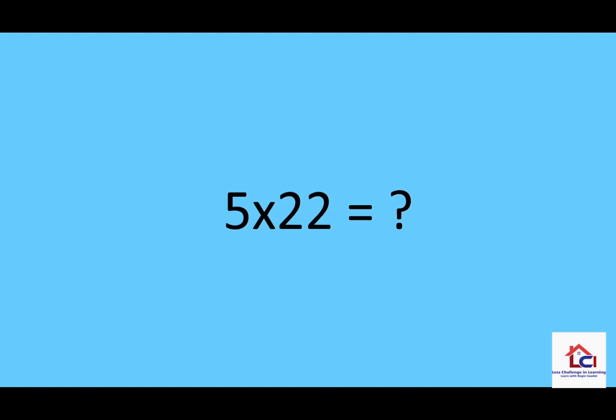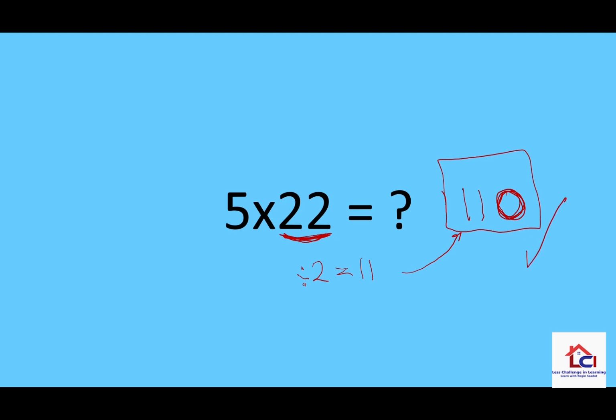Again, identify and ask yourself, is it odd or even? It is even. So definitely it has 0, and it will come on the right side on the number line. So then divide by 2. 22 divided by 2 is 11. Transfer 11 here, and 110 is your answer. Done. Yes, how was it?